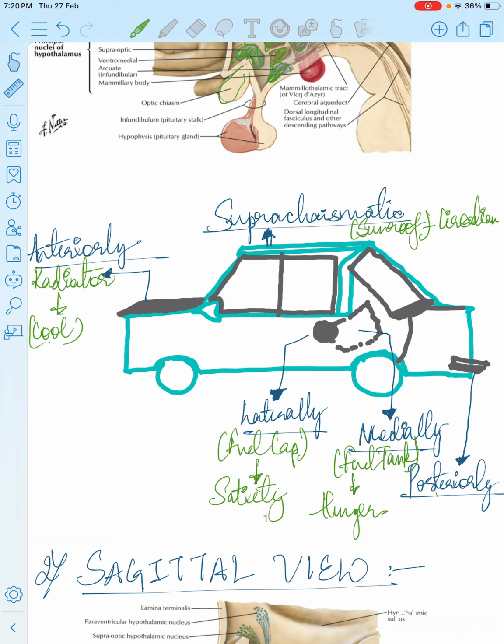Posteriorly, you can see there is exhaust, which plays a role in heating the body. These are some of the principal nuclei of the hypothalamus, whose functions can be remembered by the car diagram. If you remember these 5 functions, it will help you in answering the MCQs.